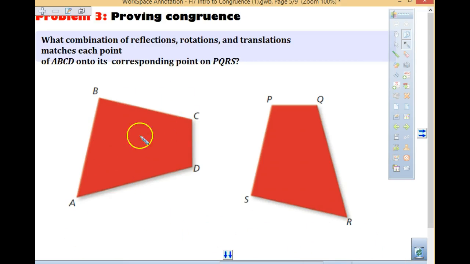So this one, what combinations of reflections, rotations, translations are going to match A to get to R, right? So A, B, C, D onto P, Q, R, S. Now, I don't like that they put this one A, B, C, D, and then they said to P, because A really matches up with R, right? And then S, and then P, and then Q. So really, if we're going to correspond, we want to do what? What makes sense as you look at the picture?